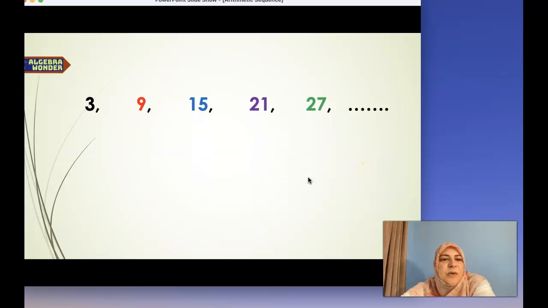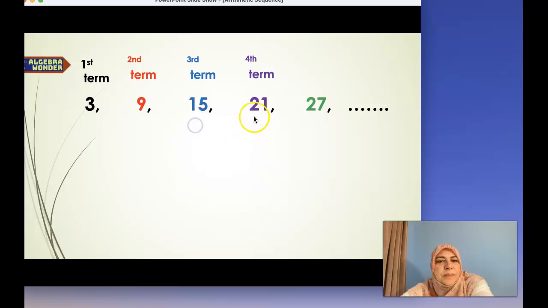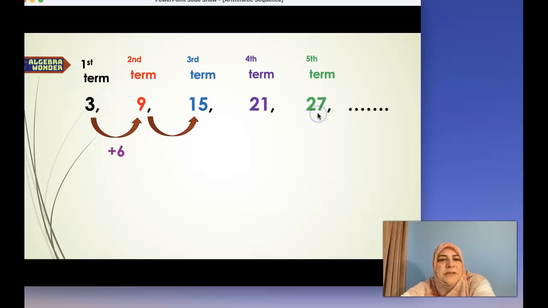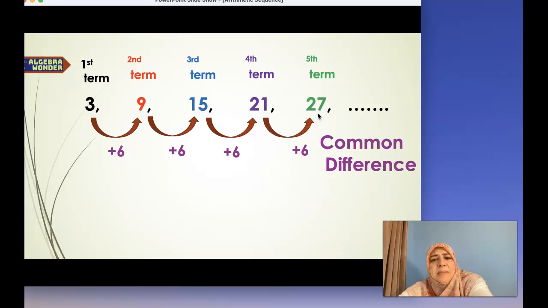So now let's look at some vocabulary for arithmetic sequence. This is the sequence we just saw with the stars, 3, 9, 15, and now we can continue. We're adding 6 stars all the time. The first number we call the first term, second term, third term, fourth term, fifth term, and so on. And again, if you look at two consecutive terms, 9 minus 3 is 6. 15 minus 9 is 6, and so on. So we're adding the same constant, and we call this the common difference.